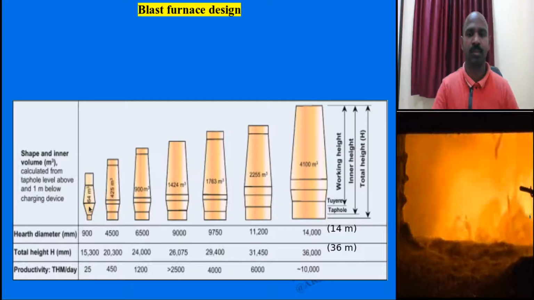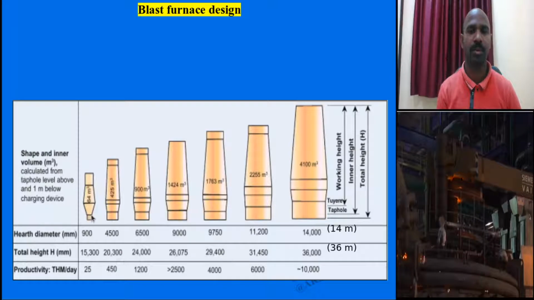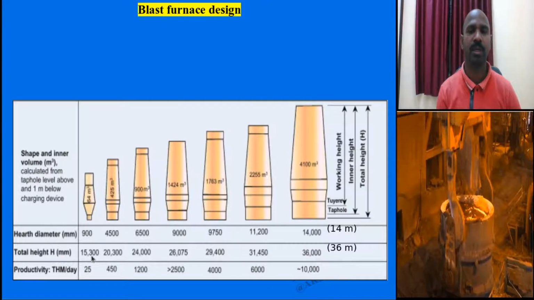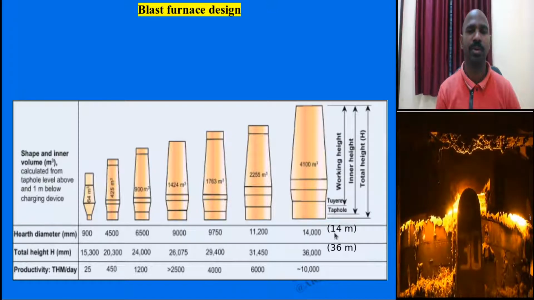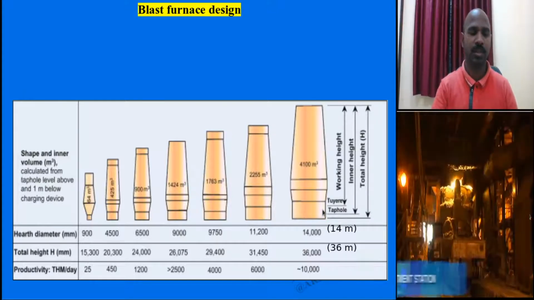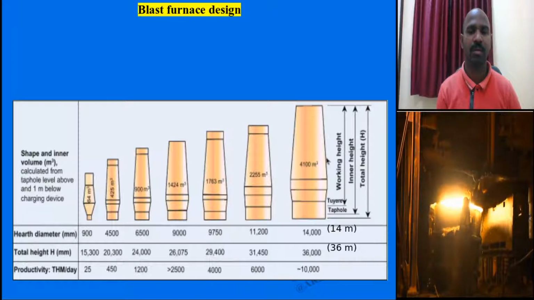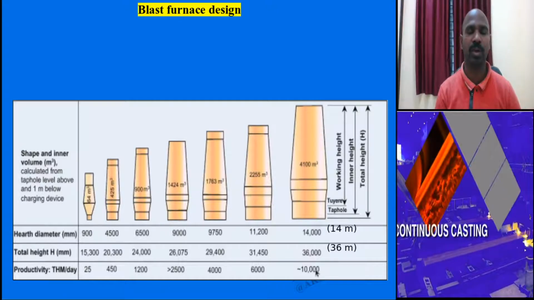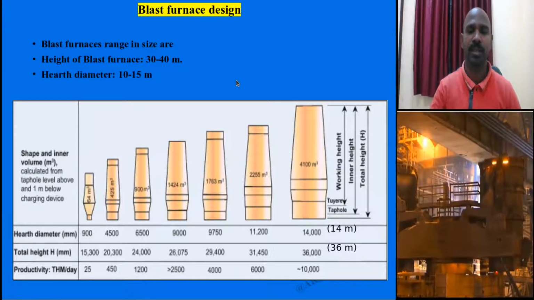Now coming to blast furnace designs, they range from the starting of 1975 in the 18th century. Earlier the capacity was only 64 cubic meters, with the hearth diameter, the bottom part, and total height around 15.3 meters and 9 meters. Today, in the 20th century, the dimensions are a 14 meter hearth diameter, this bottom part is the hearth, and the total height is 36 meters. Production capacity has also gone from 25 tons of hot metal per day to 10,000 tons of hot metal per day in modern days.